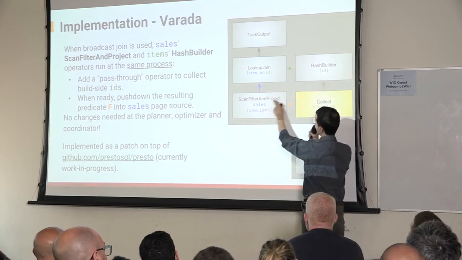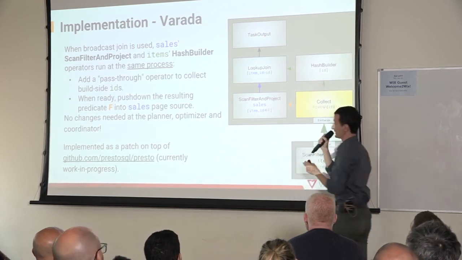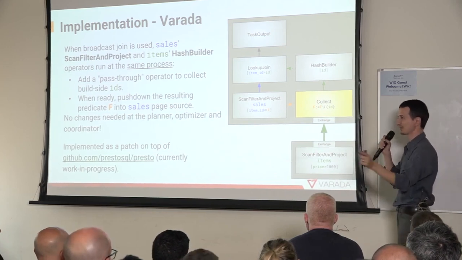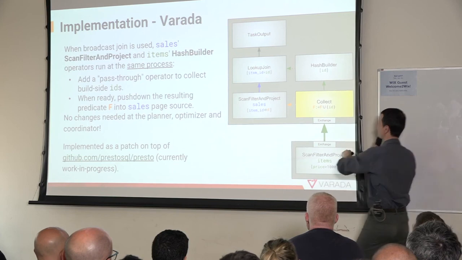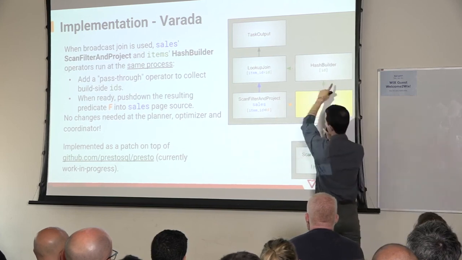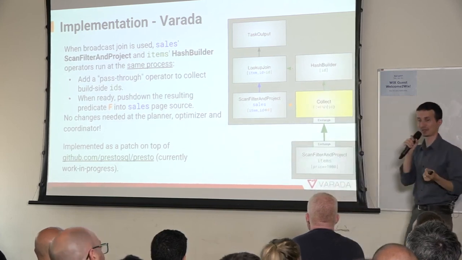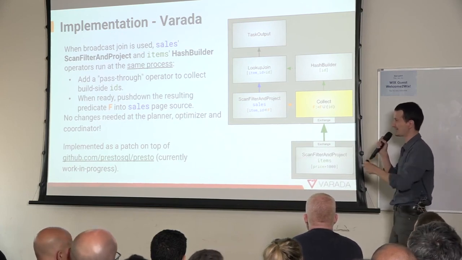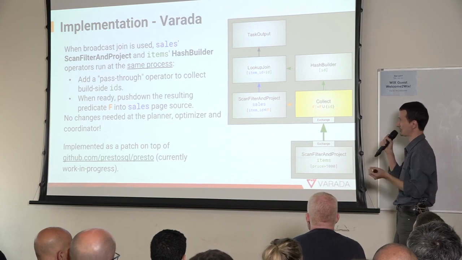This hash builder and the scan of the sales table run in the same process, the same node. So we don't need to use the coordinator to pass information from here to here, because they happen to be in the same process, in the same memory space. So passing the information is actually simple message passing inside a single process.